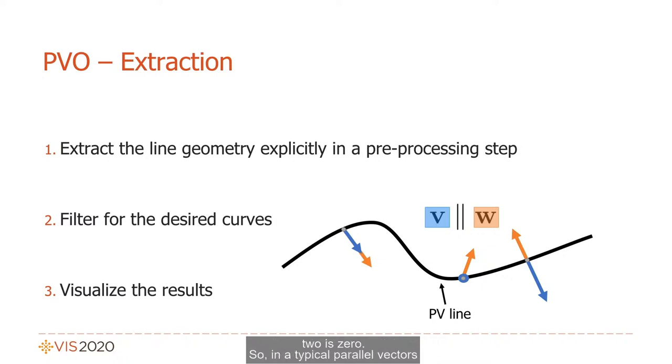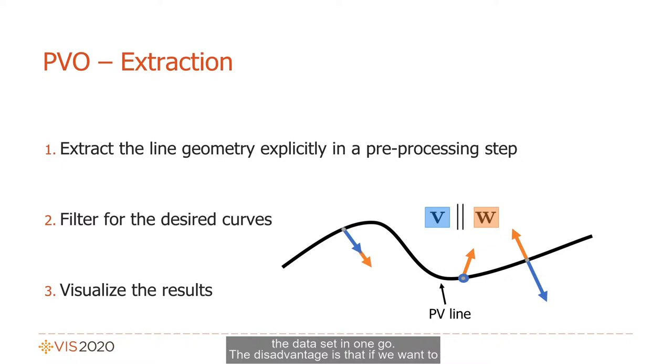So, in a typical parallel vectors operator extraction pipeline, what we first do is to extract the line geometry explicitly in a pre-processing step. Afterwards, we filter for the desired curve, so, for example, for the vortex core lines, which might only be a subset of all possible parallel vector solutions in a given dataset. Finally, we visualize the results. The advantage of such a method is that we explicitly extract the line geometry of the dataset in one go.